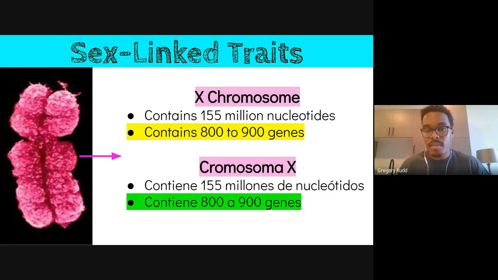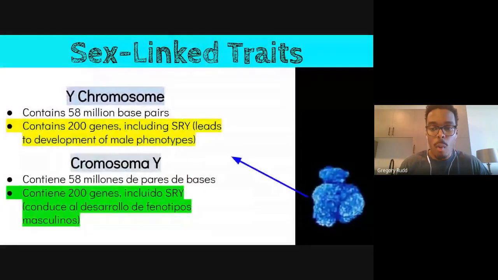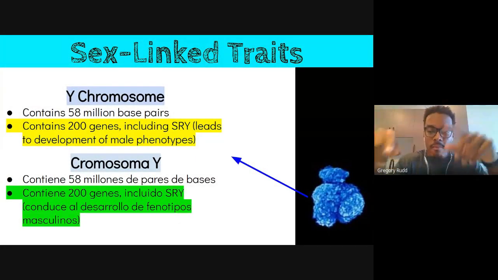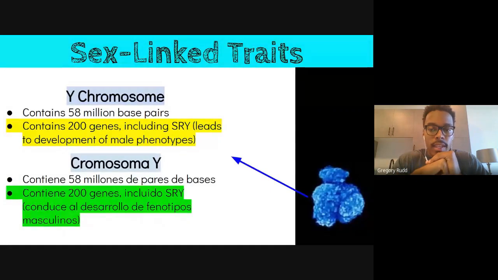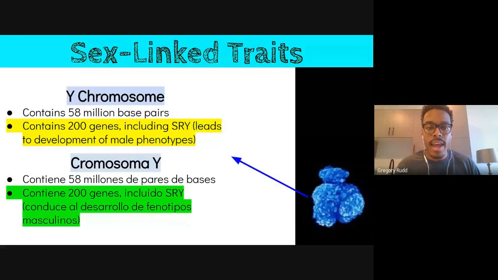I also want you all to take some time to notice just how big this X chromosome is as we compare it to the Y chromosome. The Y chromosome is obviously much smaller, and it is only about 58 million base pairs long. So it has, if we compare it back to the X chromosome, about a third of the amount of DNA that the X chromosome does. And it also has about a quarter of the number of genes that the X chromosome has.